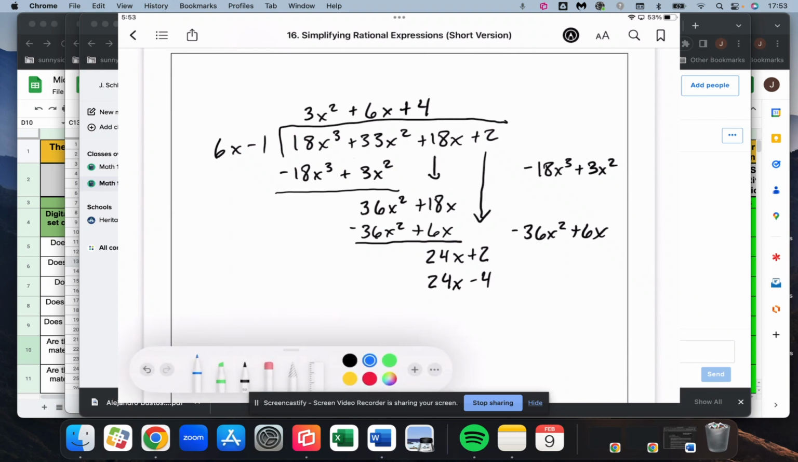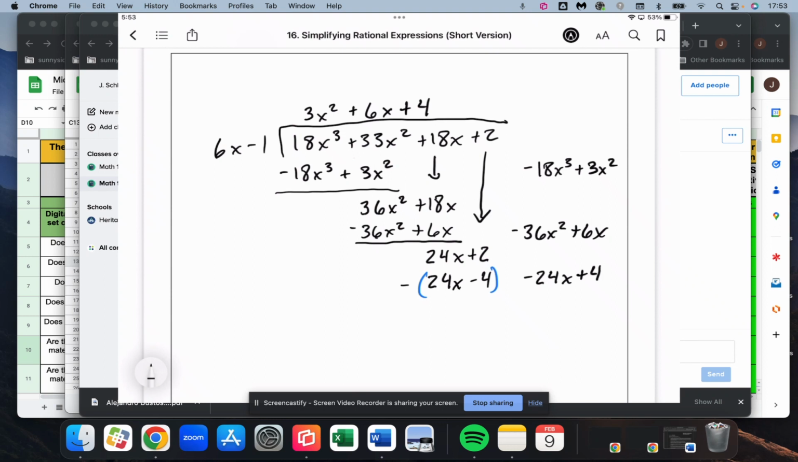Again, we are subtracting everything there. So we need to rewrite that as negative 24x plus 4. And again, the reason for that is that that minus sign is getting distributed to both the 24x and the negative 4. So we'll replace this piece with that over there, minus 24x plus 4. And 2 plus 4 is 6. So now we have a remainder of 6.